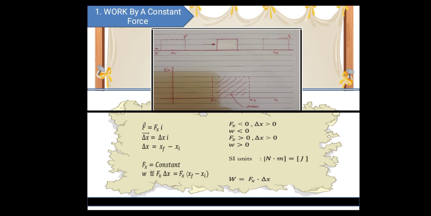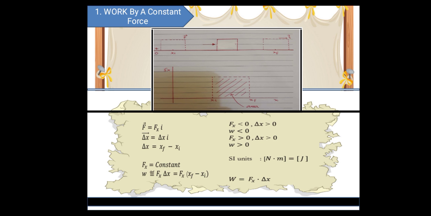For the case where Fx is constant, the definition of work done by the force in moving the object from the initial position to the final position is the product of the force Fx times the displacement, equal to Fx times XF minus XA.